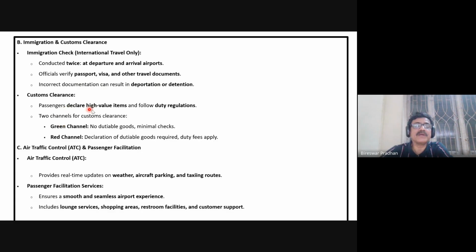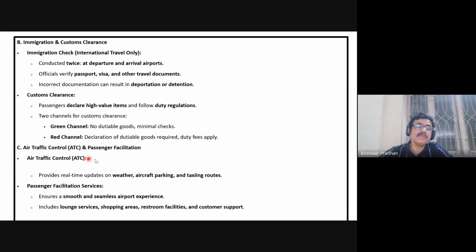Customs clearance: the passenger declares high-value items and follows the duty regulations. There are two channels for customs clearance, the green channel and the red channel. Green channel: no dutiable goods, minimum check. Red channel: declaration of dutiable goods, duty fees apply.